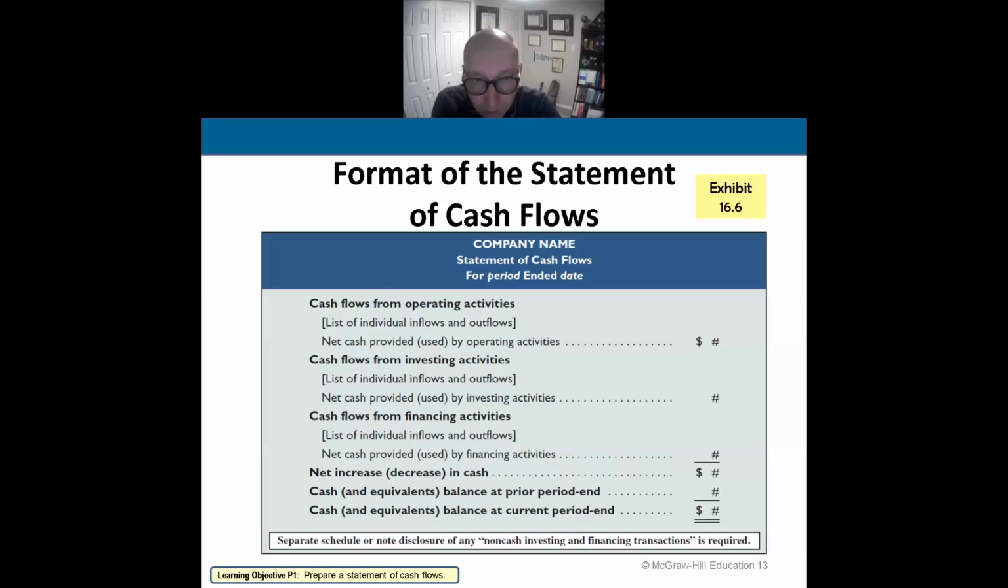We add up net cash flow for operating, investing, and financing activities to get our net increase or decrease in cash, plus our cash at the beginning balance equals cash at the ending balance. This is the typical format of a statement of cash flows.